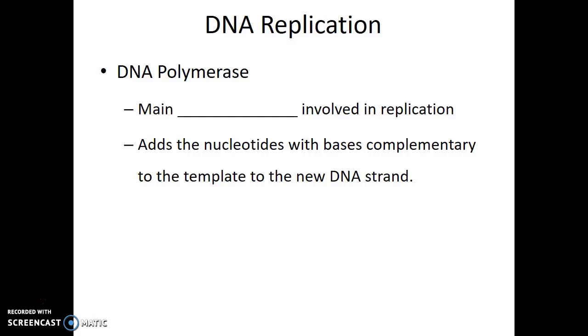Now, enzymes typically end in the letters ASE, and usually the name of the enzyme tells us what it is doing. And so DNA polymerase, as its name suggests, is making polymers of DNA. It is the main enzyme involved in DNA replication. It adds the nucleotides with bases complementary to the template to the new DNA strand.